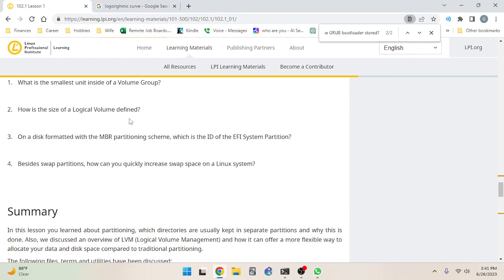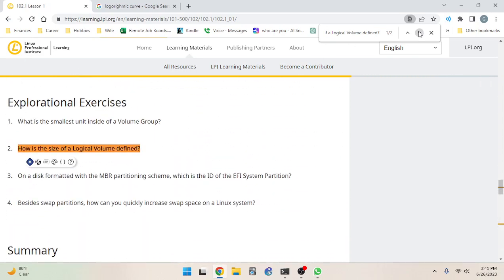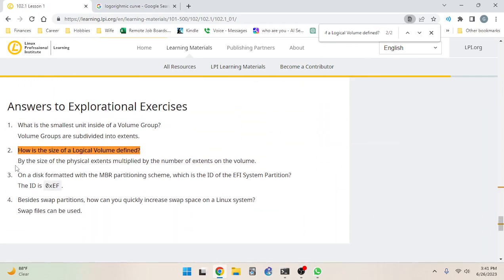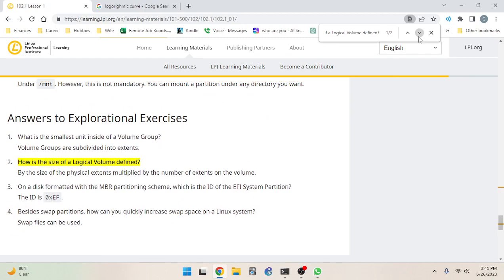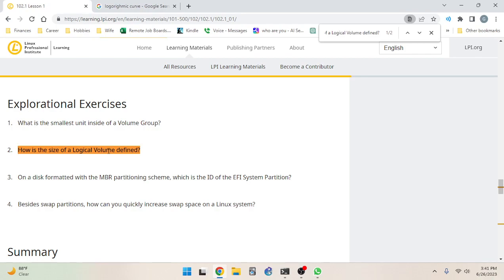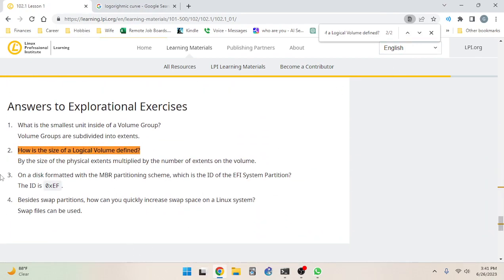Let's see if that's anywhere near to what the real answer is. By the size of the physical, so yeah, that's what I thought. Okay, so this is the equation. So it's the size of the physical extents multiplied by the number of extents. Okay.